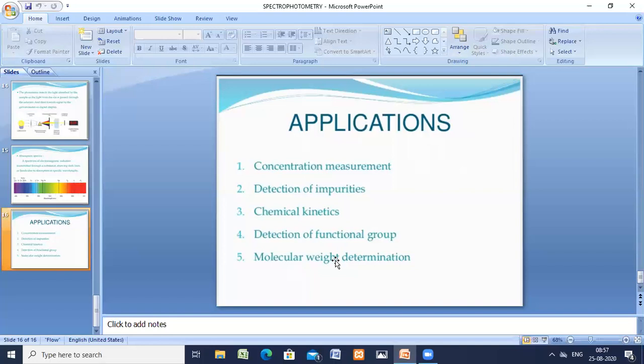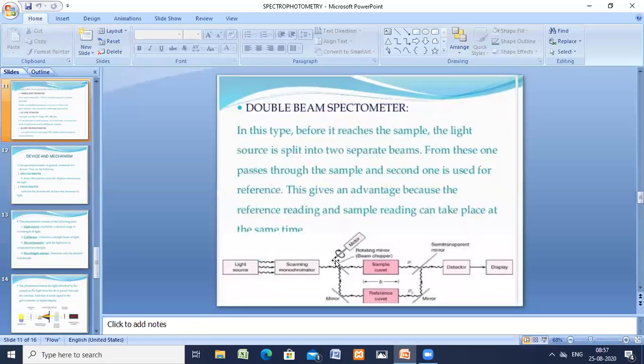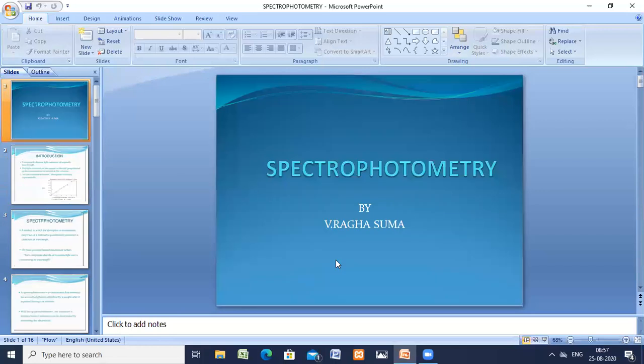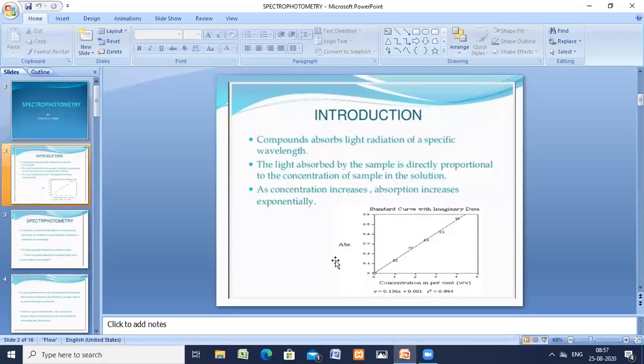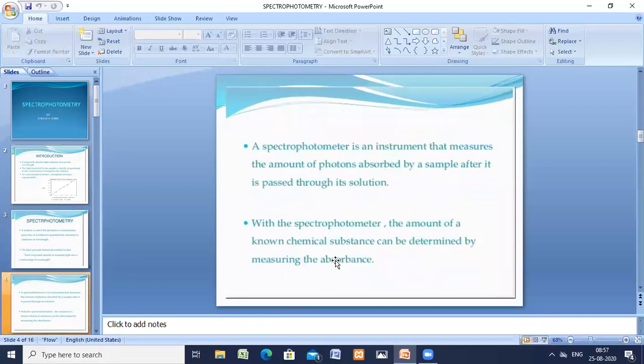So I hope everybody has understood today's session. I'm just giving a glance at the topics covered in today's class. Spectrophotometry, introduction: a method in which the absorption and transmission properties are measured.